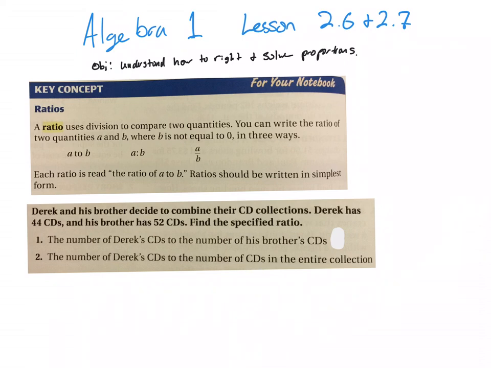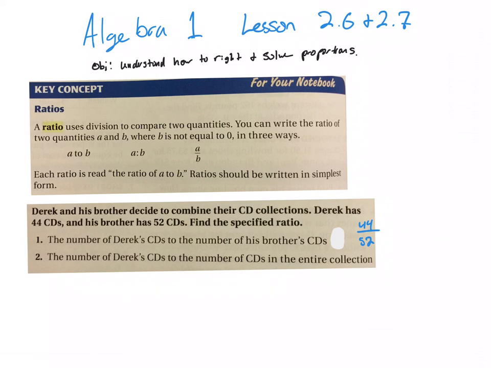So it says Derek and his brother decided to combine their CD collection. Derek has 44 CDs and his brother has 52 CDs. Find the specified ratio. Number one says number of Derek's CDs to his brother's CDs. So in order to do that, we're going to say how many Derek has, which is 44, to how many his brother has, which is 52.